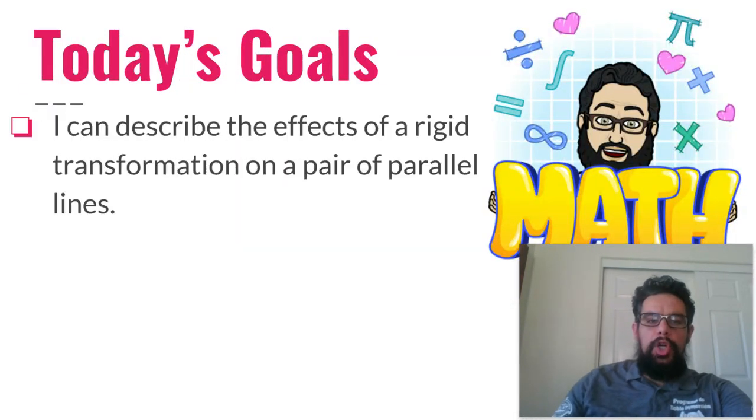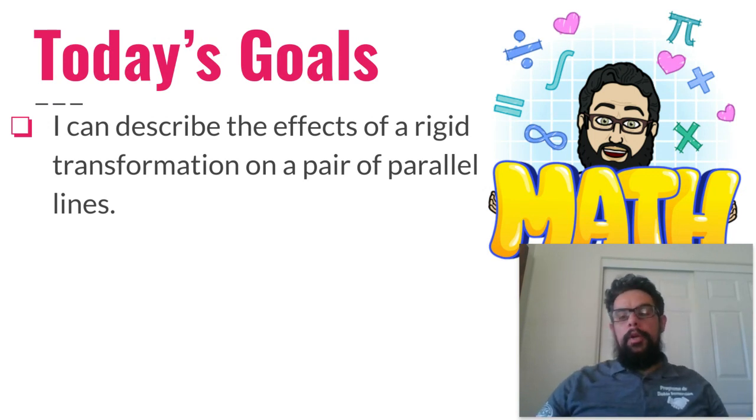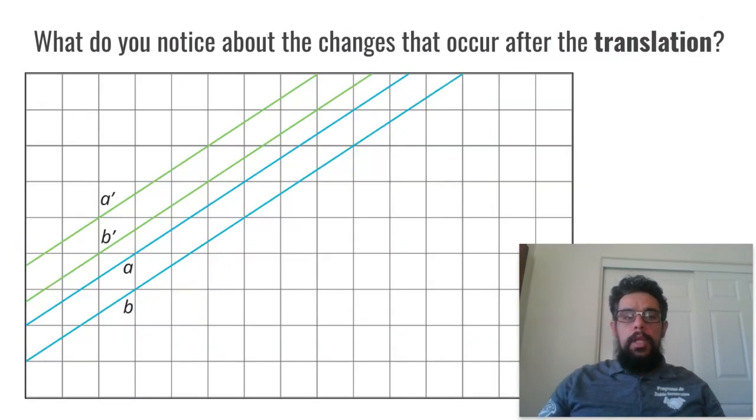Today's goals are: we can describe the effects of a rigid transformation on a pair of parallel lines. Remember, rigid transformations means rotations, translations, and reflections. And the last thing, if I have a pair of vertical angles and know the measure of one of them, I can find the measure of the other. So we're introducing this term called vertical angles. Here we started with a set of parallel lines.